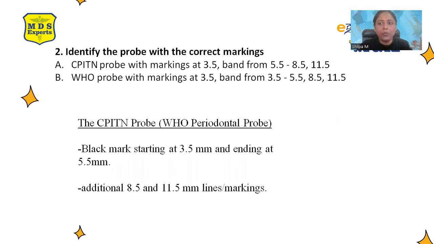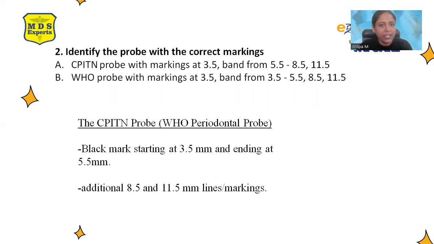So the CPITN probe or the WHO probe has a black mark or a band from 3.5 to 5.5 mm and additional rings at 8.5 and 11.5 mm, additional rings or lines or markings, however you call it. The black band from 3.5 mm to 5.5 mm is in the basic probe, that is the CPITN E probe, epidemiological probe. The additional markings at 8.5 mm and 11.5 mm are in the CPITN C probe or the clinical probe.